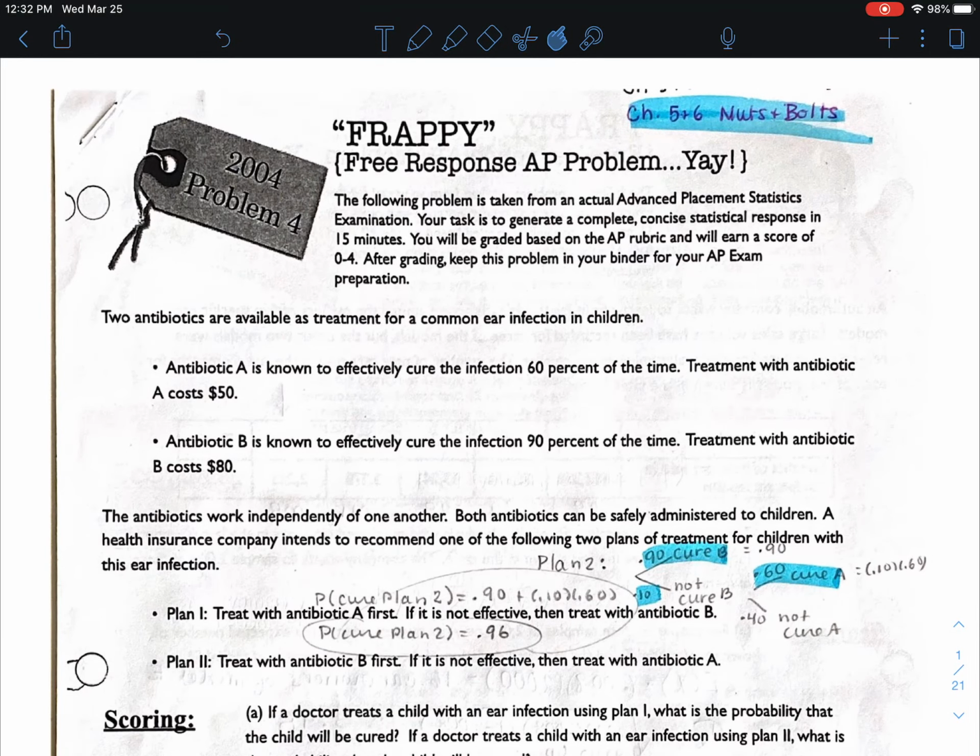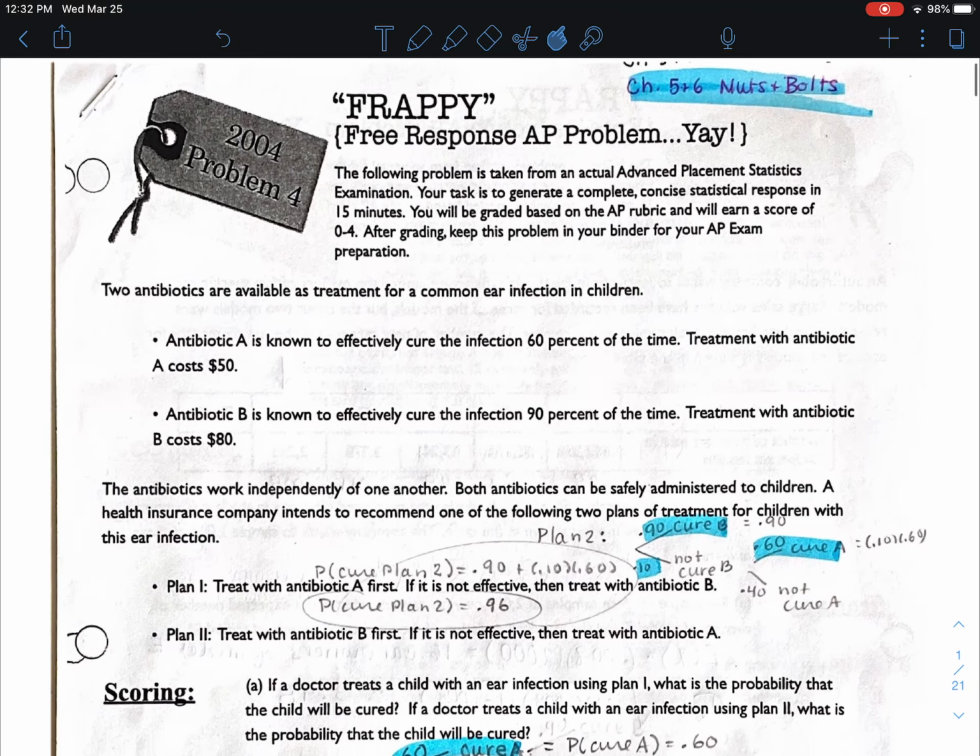Okay, hey, I wanted to make a video to go over some of the highlights of these free response questions from chapters 5 and 6. I feel like these two chapters are two of the most difficult chapters that we looked at last semester, based on probability, binomial distributions, things like that.